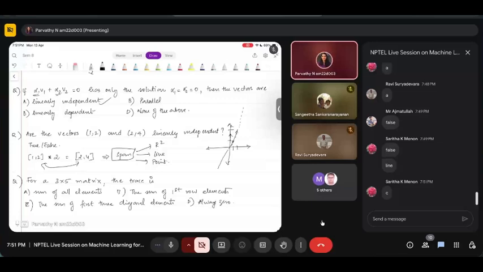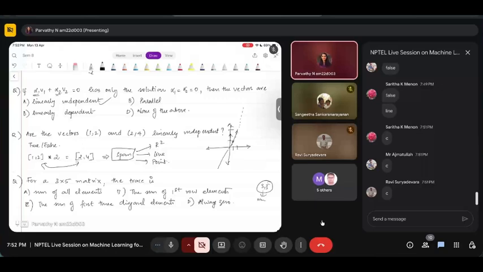So for a 3 by 5 matrix, what is its trace? For a non-square matrix M by N, it is the sum of the diagonal elements. So if 3 and 5 are there, you take the minimum number, which is 3. Then take the sum of that many diagonal elements. So that is the case for a non-square matrix.